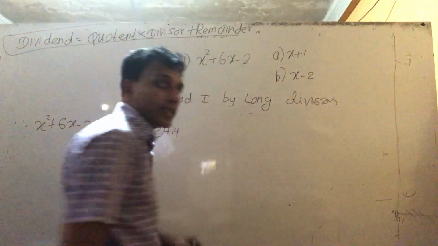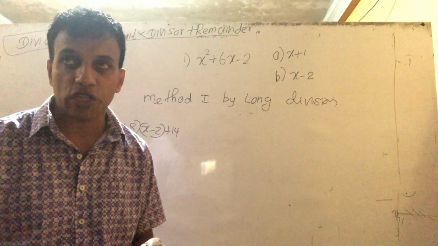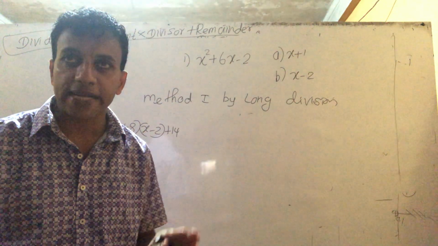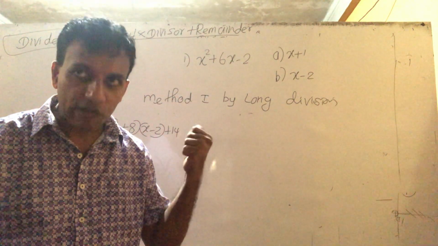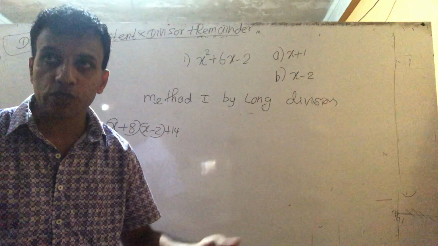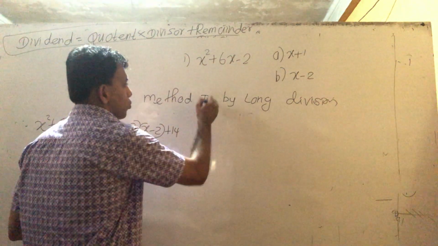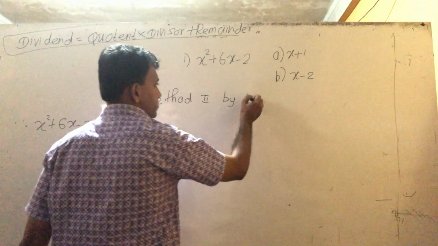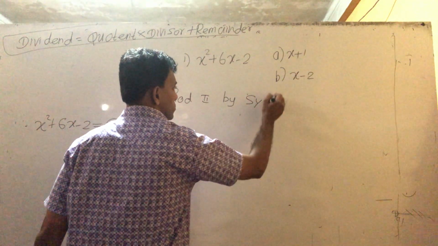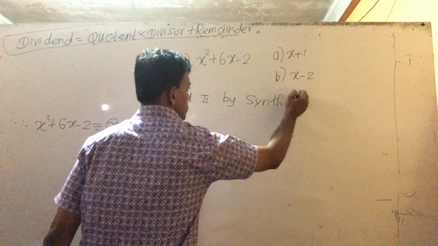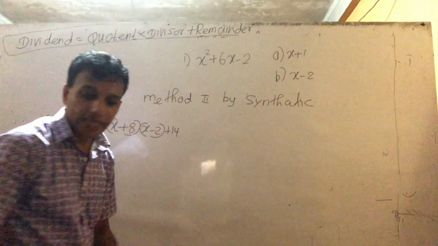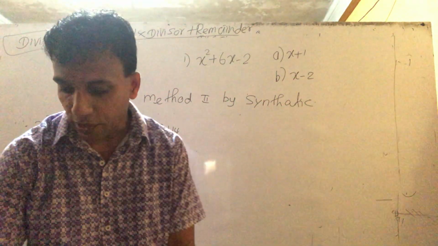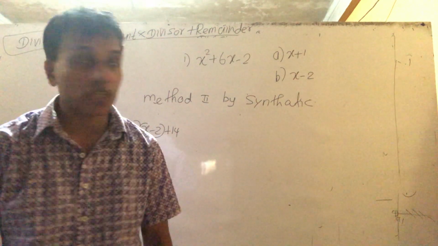Now I show you the other method, synthetic division. It is not useful for the final exam paper. You can't use it, and I will show you why it cannot be used. So method 2 is synthetic division, the method of using synthetic division.